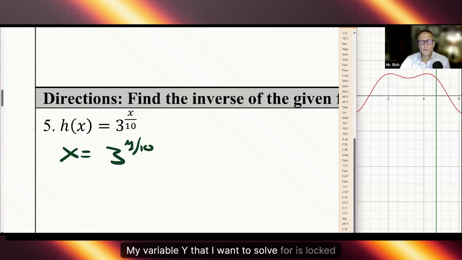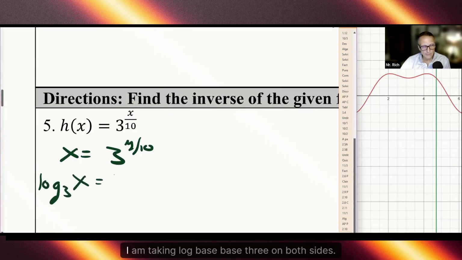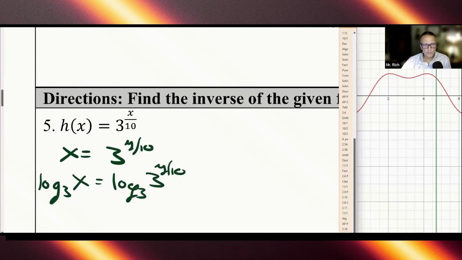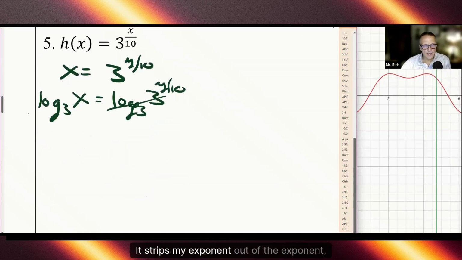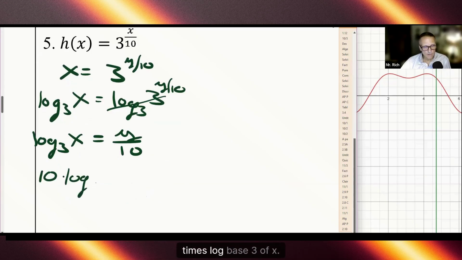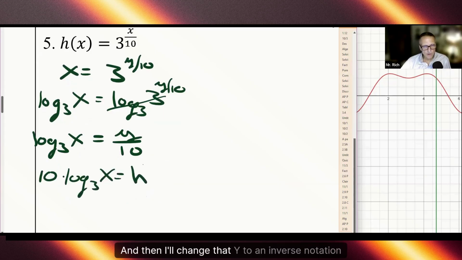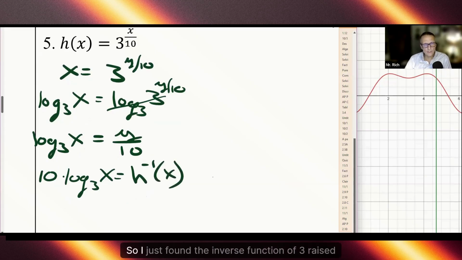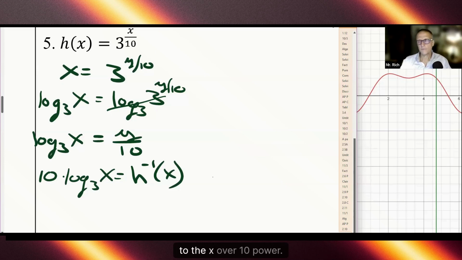My variable y that I want to solve for is locked up inside of this exponential with a base 3. That means I'm going to use log base 3 on both sides of the equation. I am taking log base 3 on both sides. Why would I do that? Well, for good reason, because log base 3 of 3, they will cancel each other out. It strips my exponent out of the exponent, right? And makes it y over 10 is equal to log base 3 of x. And then I multiply both sides by 10, and I get 10 times log base 3 of x. And then I'll change that y to an inverse notation, inverse of h. So I just found the inverse function of 3 raised to the x over 10 power.